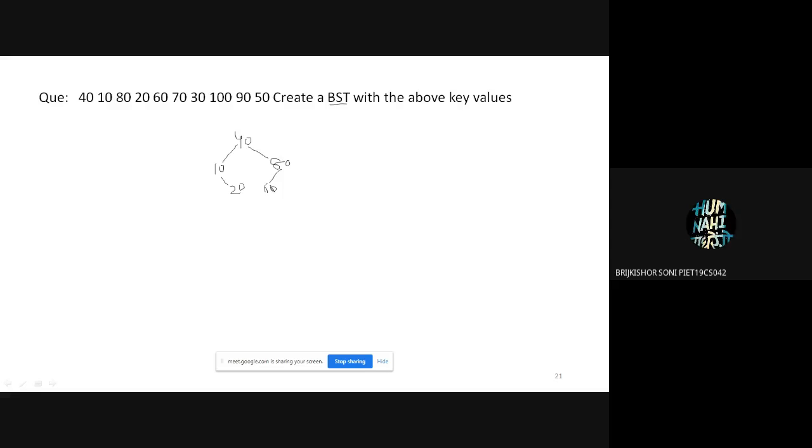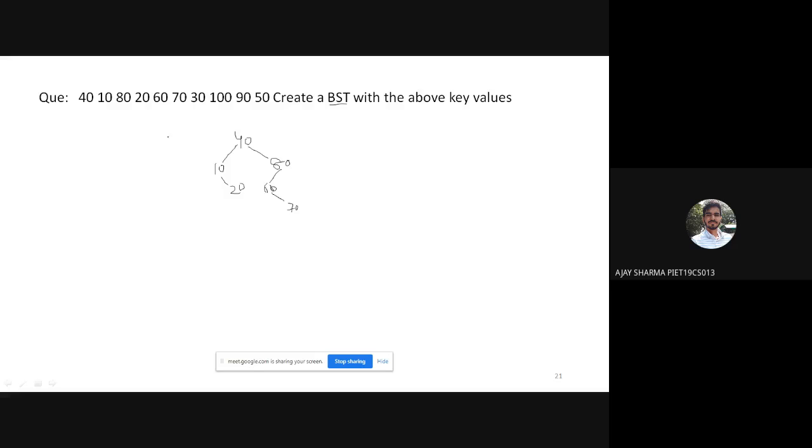Tell me, 70, right of? Right of 60. Very good. Right of 60. So can't we put it at the right of 80? No, is 70 greater than 80? No.